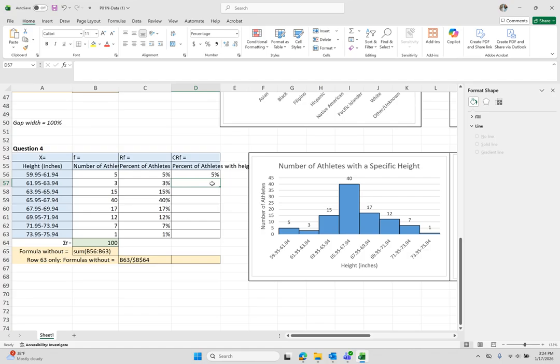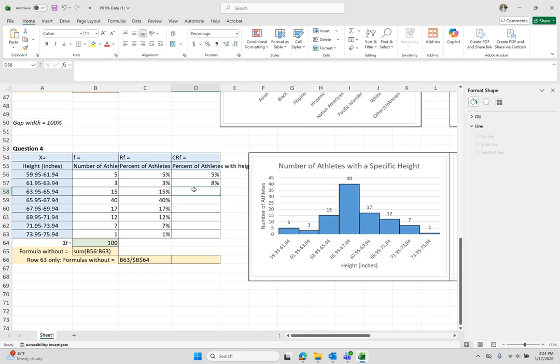And to find this, we will add the 3% to, so plus, the cumulative relative frequency calculated so far, which is above our row. So it will be over here, 5%. So here we have 8%, and 8% is the 5% of athletes in the first class plus the 3% of athletes in the next class, and it is the percent of athletes that have height less than or equal to 63.94 inches.